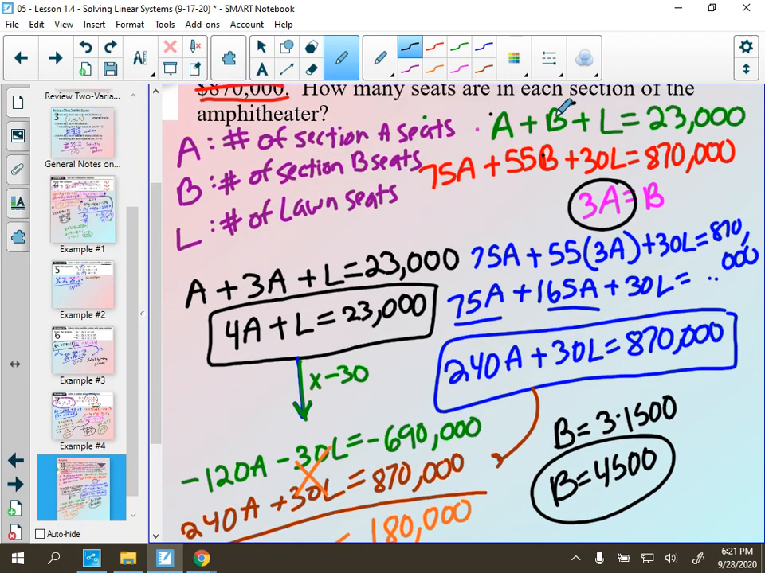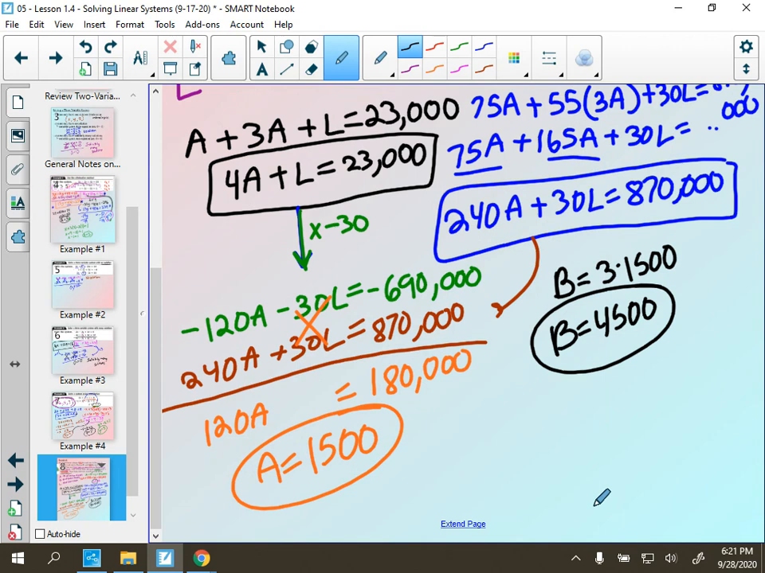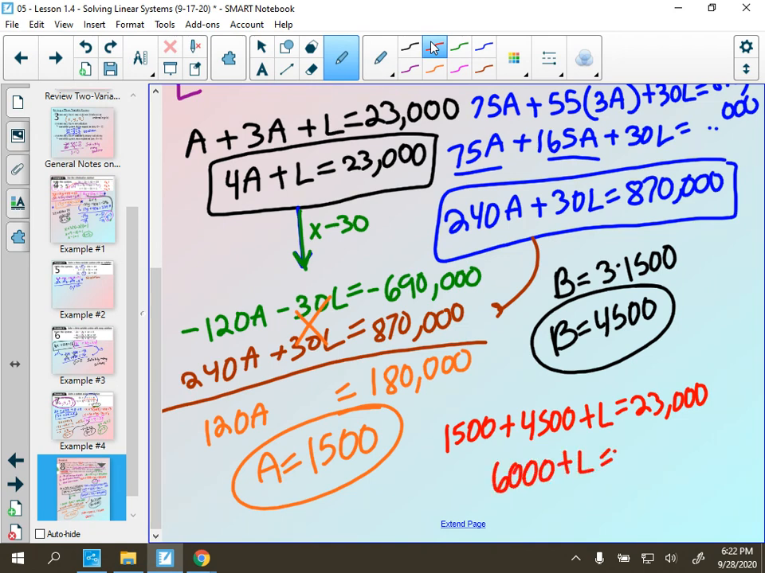All right. And then what did we say? When we add everything together, A plus B plus the lawn seats, we should be at 23,000. Let's try it right down here. The number of A seats plus the number of B seats plus the number of L seats should come out to 23,000 total seats. So we've got 6,000 between these combined. We'll subtract it, and hopefully that's it for our lawn seats. So 23,000 minus 6,000 is 17,000.